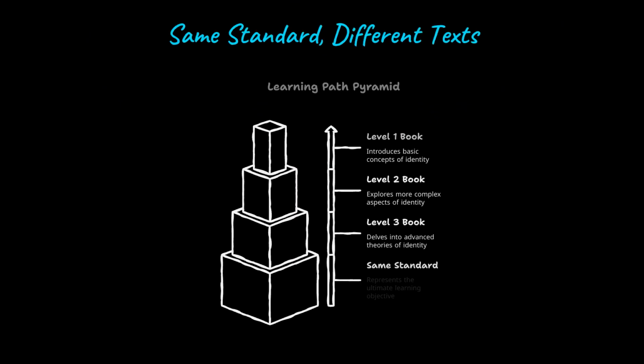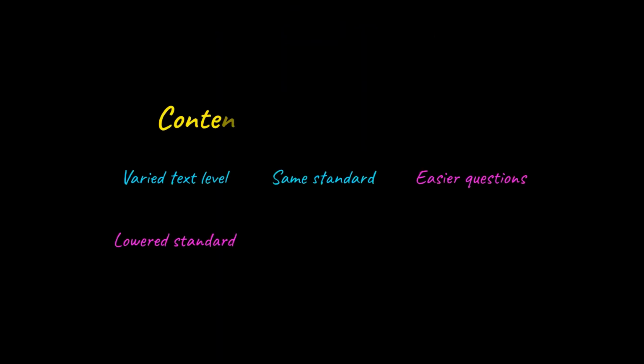Picture a language arts teacher launching a unit on identity using 3 novels at 3 different reading levels. Every student answers the same analytical questions about identity and character. The texts vary, the standard does not. That is content differentiation in operation.